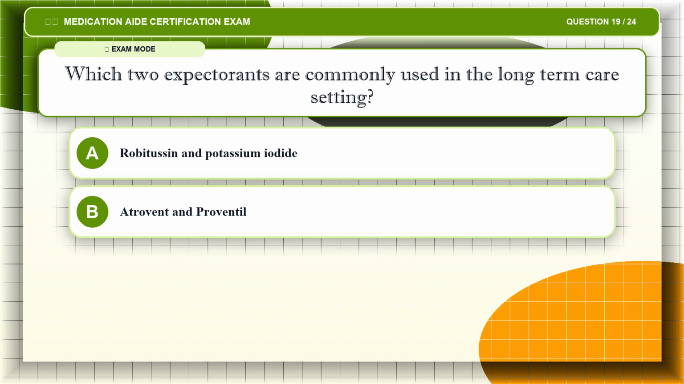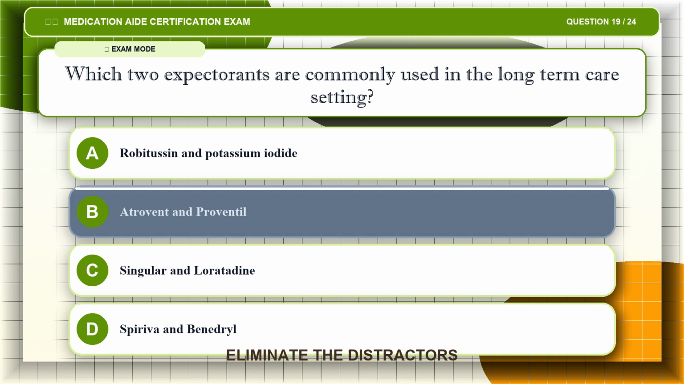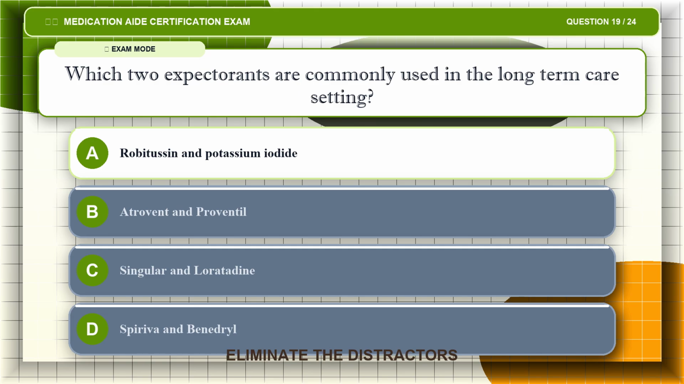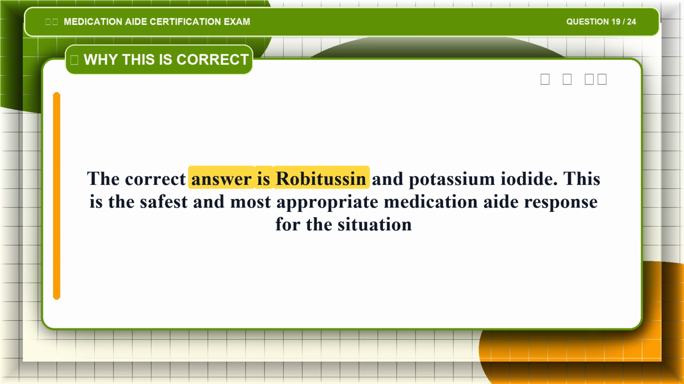Question 19. Which two expectorants are commonly used in the long-term care setting? Option A, Robitussin and potassium iodide. Option B, Atrovent and Prevental. Option C, Singulair and Loratadine. Option D, Spiriva and Benadryl. The correct answer is option A, Robitussin and potassium iodide. This is the safest and most appropriate medication aid response for the situation.